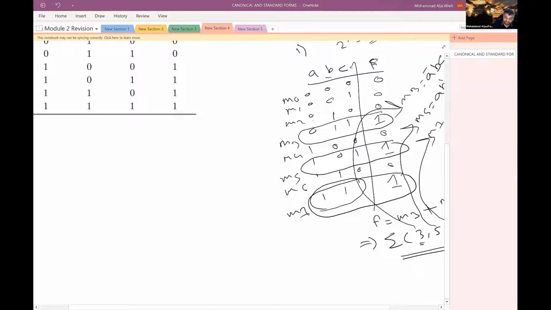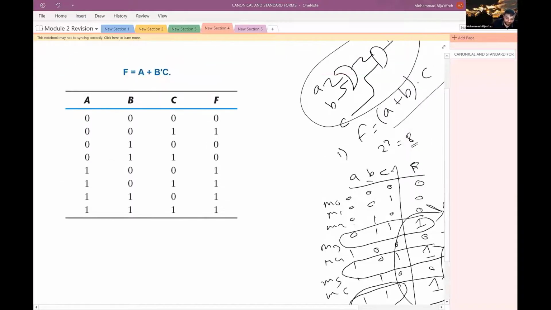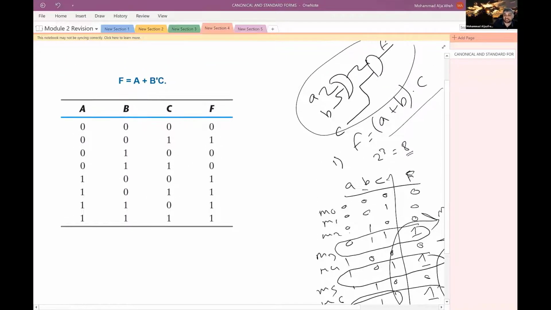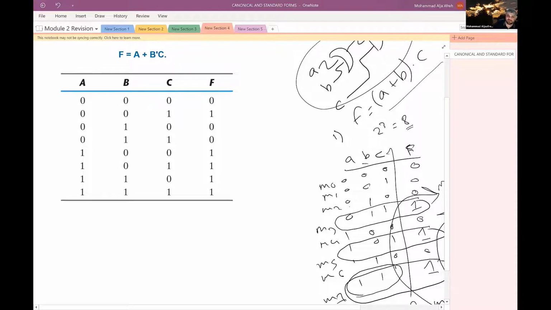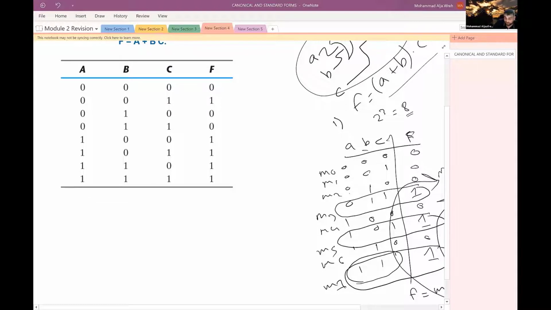Okay, let's forget about this example, because I made a mess. Let's describe this example using the product of sums. For the product of sums, guys, instead of looking for the function when it's equal to 1, we will look at the function when it's equal to 0. Actually, let's do it for the sum of products first, and I will show you that they're equal to each other. So F is equal to 1 here, here, here, here, and here.